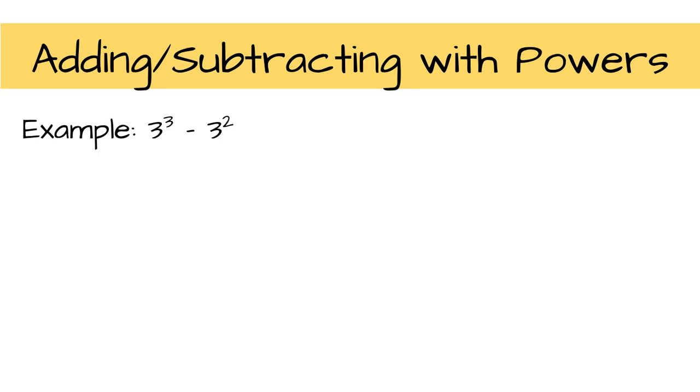All right, let's have a look here. So when we're adding or subtracting, again, we have to evaluate both of the powers first and then do our addition or subtraction. So here we have 27, subtract 9, which gives us a total of 18.